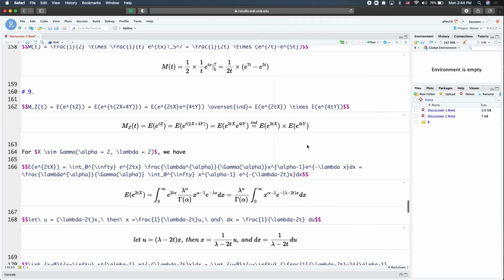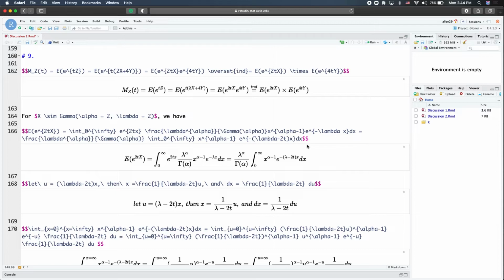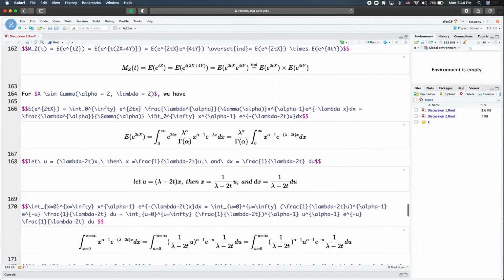Okay, then for question 9, we have random variable Z equal to 2X plus 4Y. Here we're talking about the moment generating function, and we decompose the moment generating function for Z into the product of the moment generating function for X and the moment generating function for Y. Each of them follows a gamma distribution. So now we just work on the individual moment generating functions.